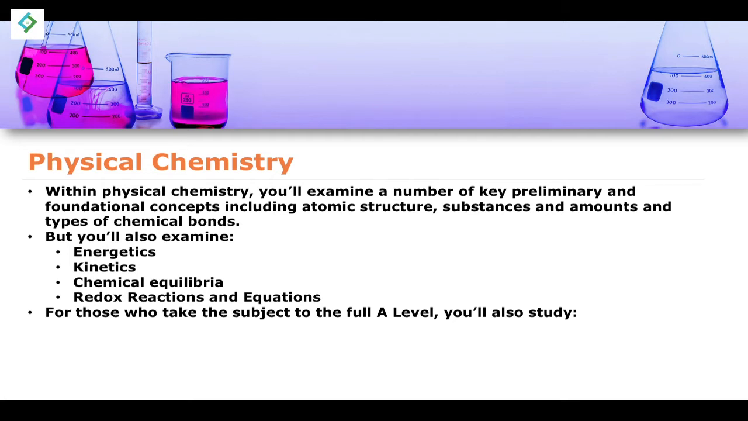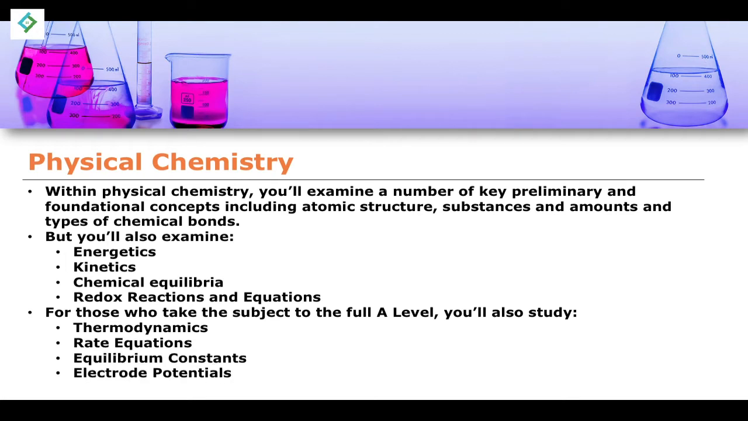And then you have some additional topics for the A-level, which include thermodynamics, rate equations, as well as equilibrium constants and electrode potentials. And then finally, the last of the physical chemistry relates to acids and bases and the chemistry of acids and bases. So this is the physical chemistry that you will study for AQA across the entire A-level.